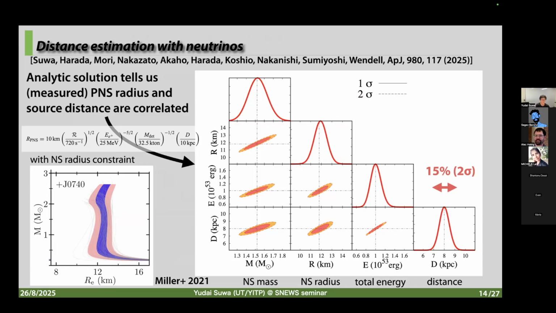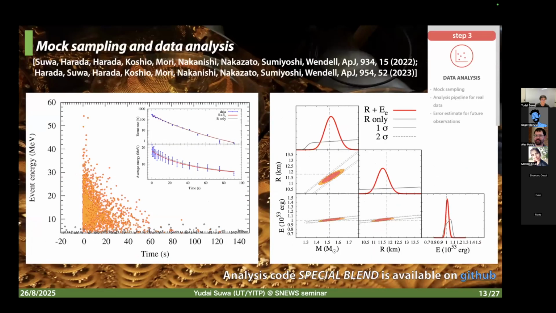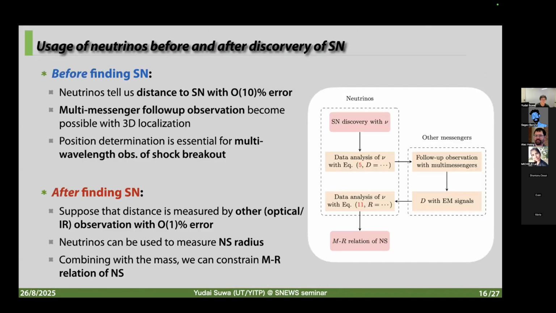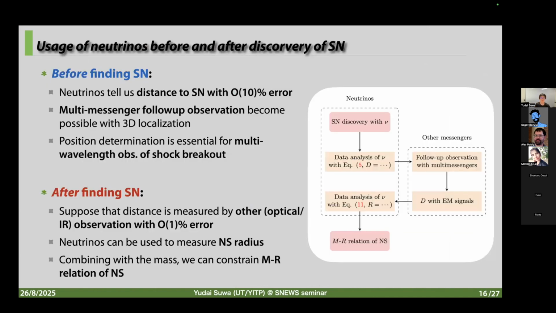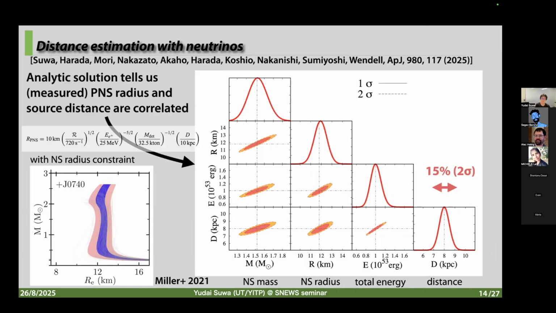Yeah, I guess so. Essentially you're fitting that formula in order to get that constraint. You're not necessarily just looking at the total energy.